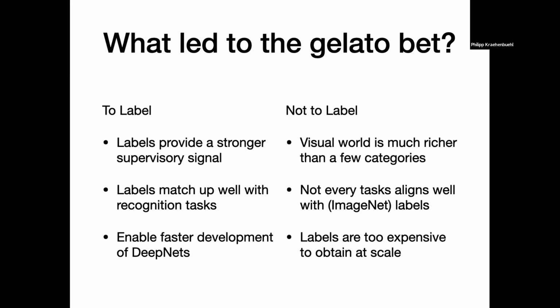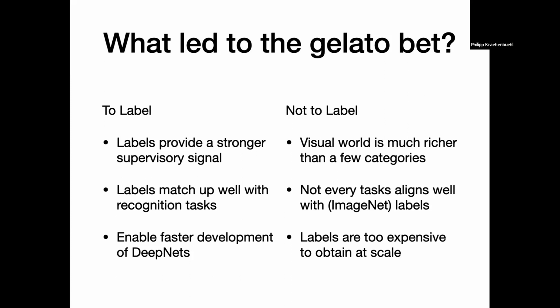Now, on the other side of the spectrum was the argument that labels are a very poor representation of our visual world. The world is rich and it's very hard to describe all the beautiful little details of the visual world with words, or even worse, with categories, right? And also not every task aligns well with ImageNet labels. If you look at a lot of the geometric tasks, they have really nothing to do with the class labels that we had back in the day. And finally, labels used to be quite expensive to obtain at a large scale.